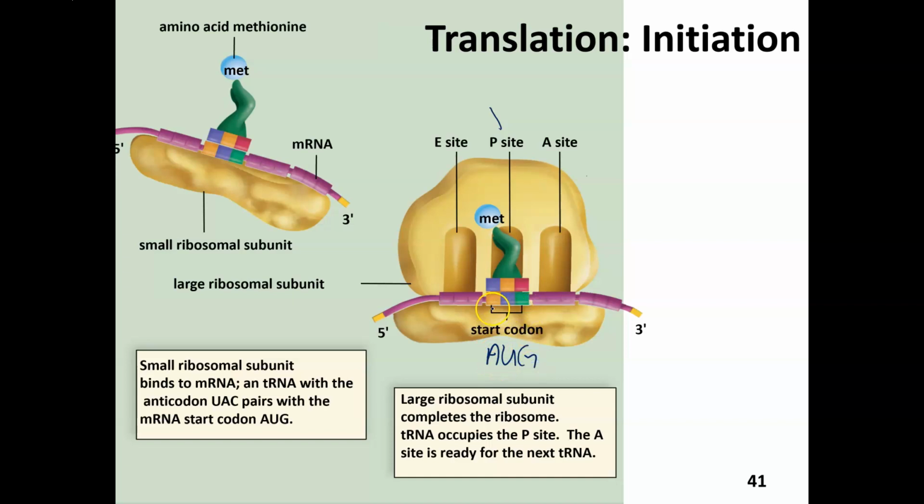Okay, so in the messenger RNA, this would be A, U, G. Which means that the anticodon for this would be U, A, C. And it's going to carry with it methionine. Then another amino acid being carried by another transfer RNA is going to move into this A site.